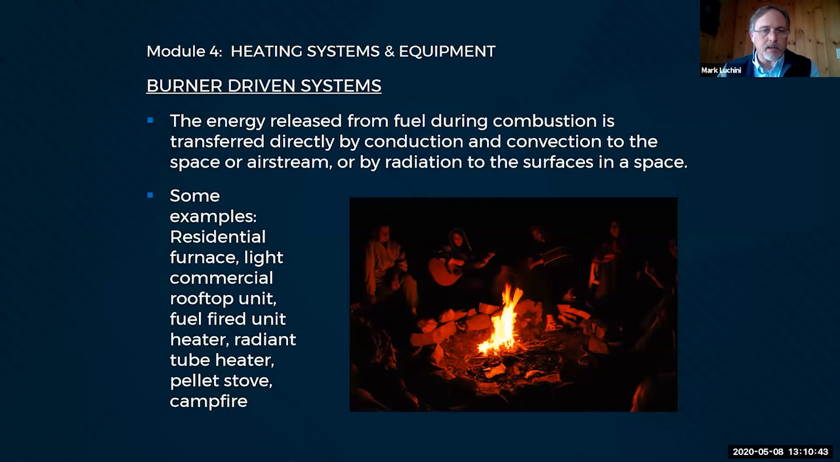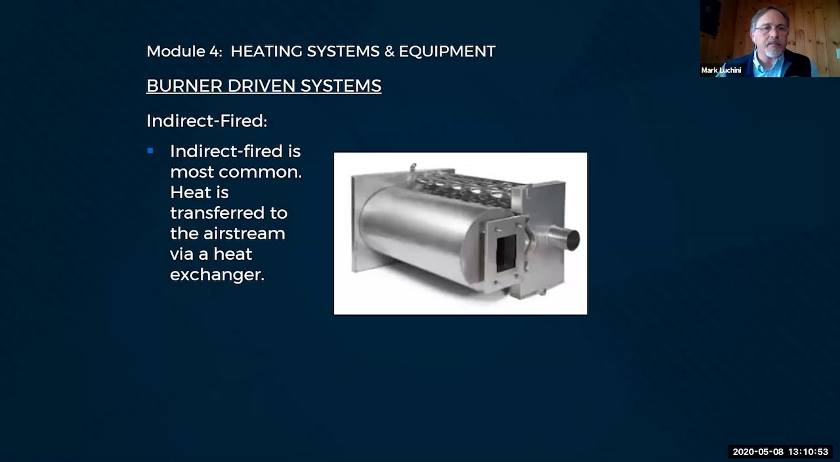So we have two types of burner driven systems, two methods of firing, one called indirect fired. This is the most common type of burner driven system. It uses a heat exchanger to transfer heat to the airstream. This particular type is called that drum and tube I was describing. The burner would be mounted on this plate and basically force the flame into the drum. It hits the far end, turns around, and comes back through these tubes and then out to the flue.